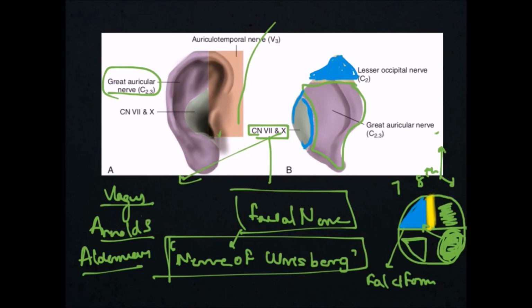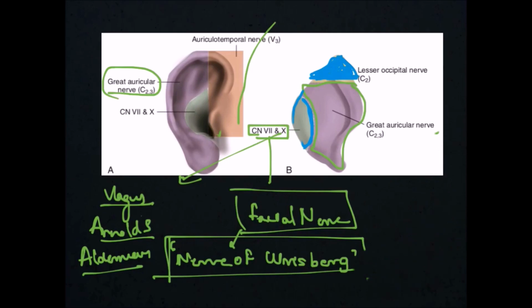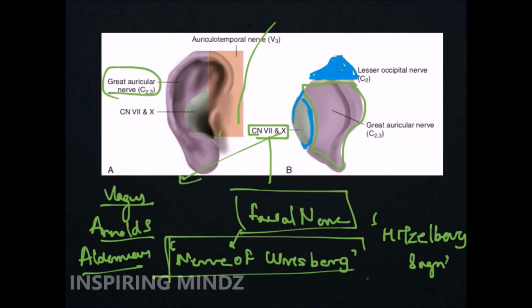Okay, so this sign is known as, this is a very high yield point, Hitselberger sign. So what is Hitselberger sign? Hitselberger sign is hypoesthesia or anesthesia of the posterior superior part of the meatus due to the compression of the sensory branch of the facial nerve, that is nerve of Wrisberg, due to the acoustic neuroma. I hope you are clear.